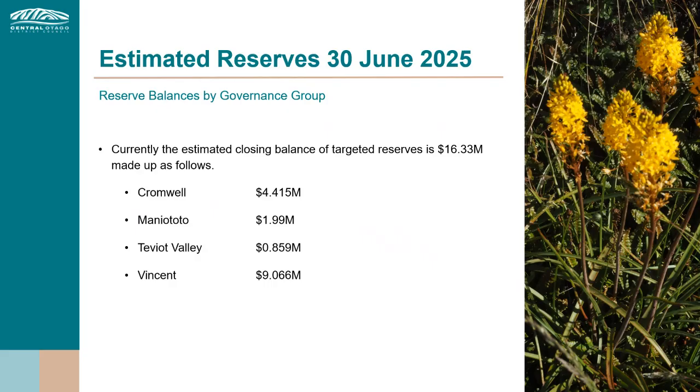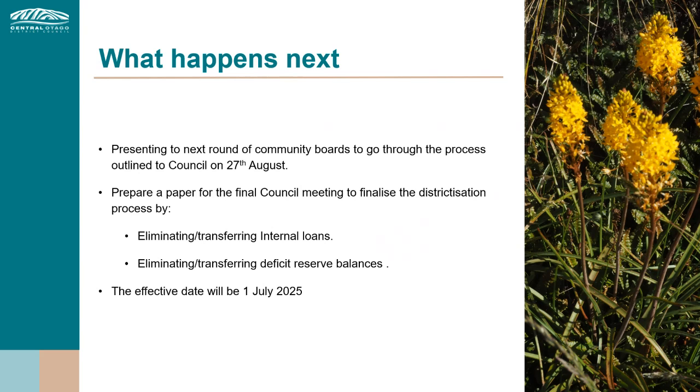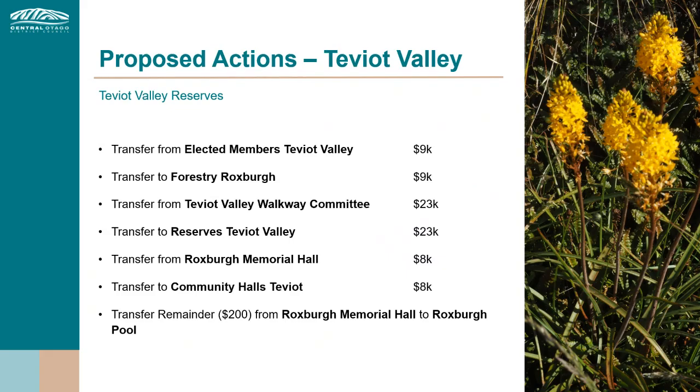Exactly. So what we're going to do, talking to community boards, we're talking to council, we're going to eliminate and transfer the internal loans and eliminate and transfer the deficit reserve balances. Those balances are going to be eliminated. So deficit balance, Teviot, a surplus balance. So ours is going to be 859. It was 223. No, because there's no in the reserves. That 223, it's not accounted for the revenue. So you will still have 859. Then you will overall reserve balance. So internal loans are separate.